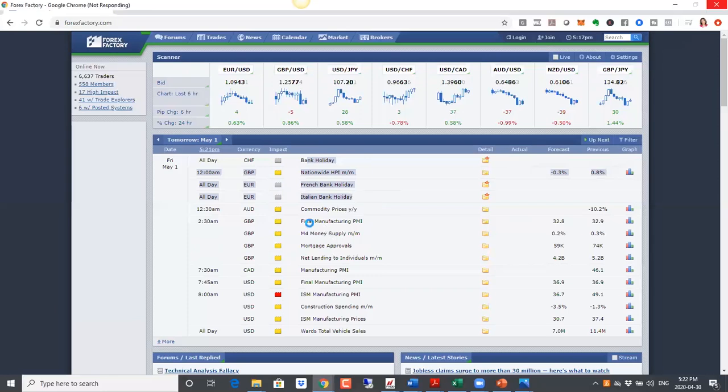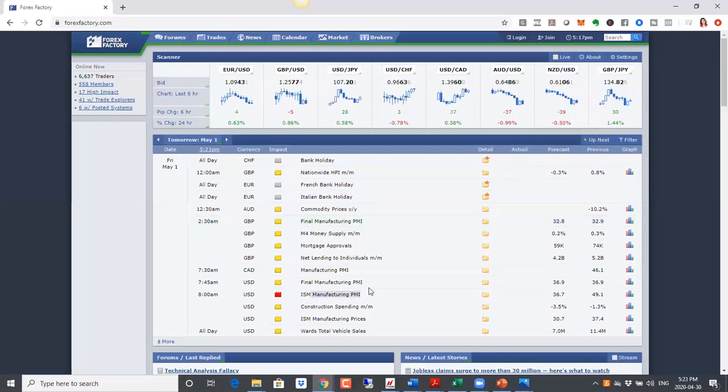We have final manufacturing PMI numbers here for UK, same thing here. If the numbers come in below expectations, we could see a drop in British pound. So today we did see a big move to the upside in pound. And if the numbers are positive, we could see a continuation of that move. So that's something to keep in mind.